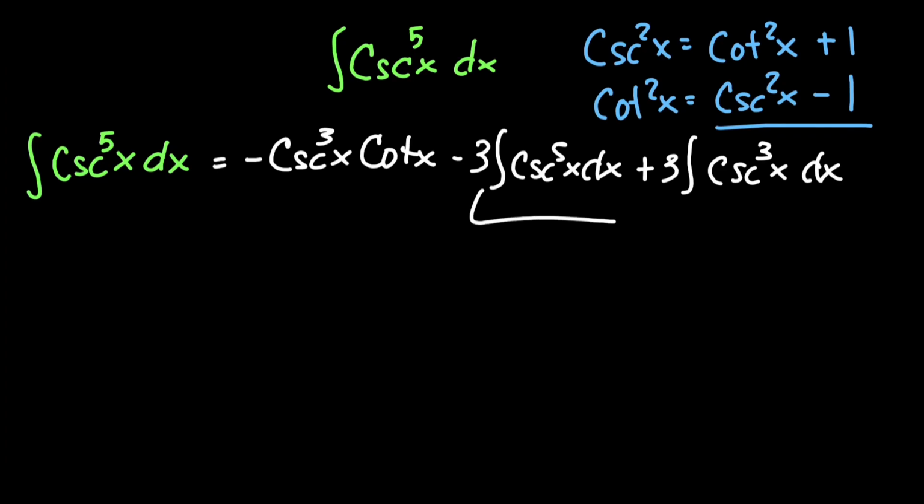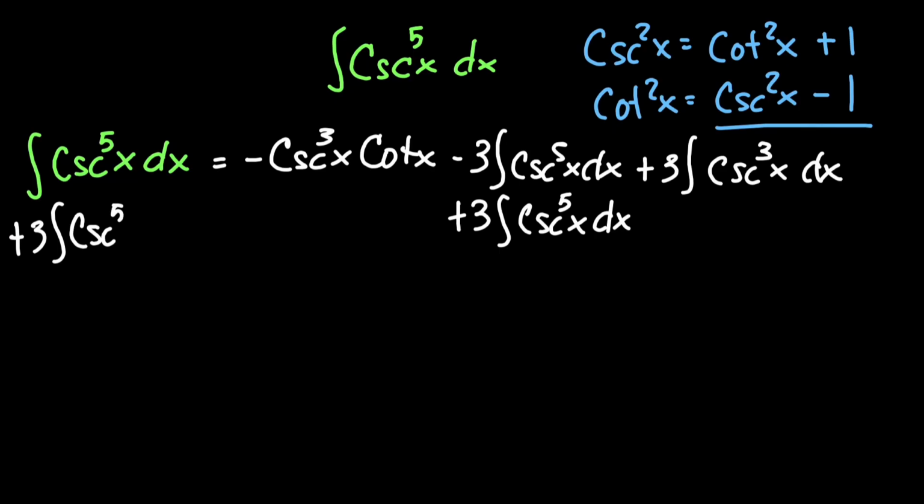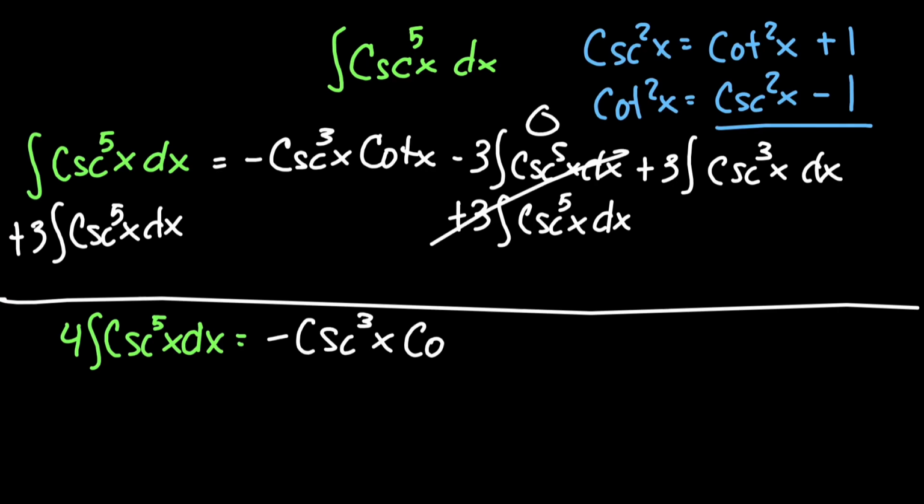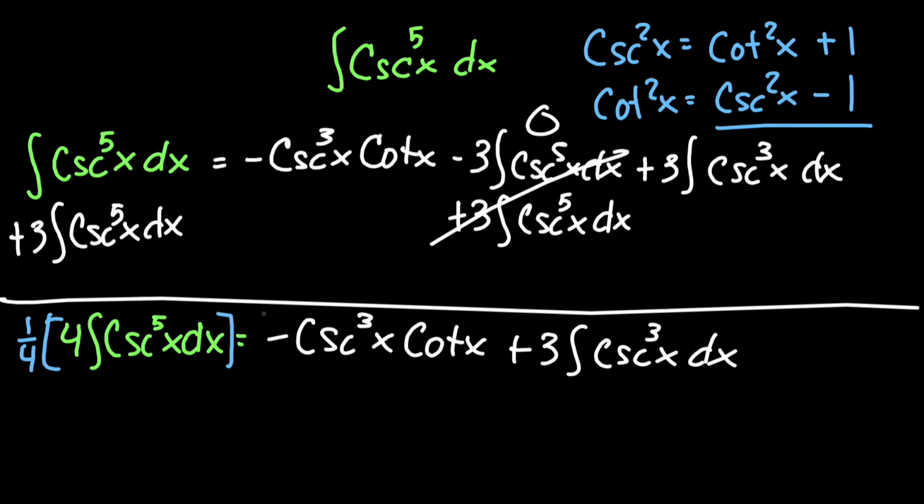So since we want to get rid of this value right here, let us add the opposite. Since this is negative, we will add the same value, which would be 3 the integral of cosecant to the power of 5x dx to both sides. So what we have left here is 4 multiplied by the integral of cosecant to the power 5x. This would be equal to the rest of this value. This will cancel to 0. And now the next step would be to get rid of the 4 right here. So multiply both sides by 1/4. This will cancel.